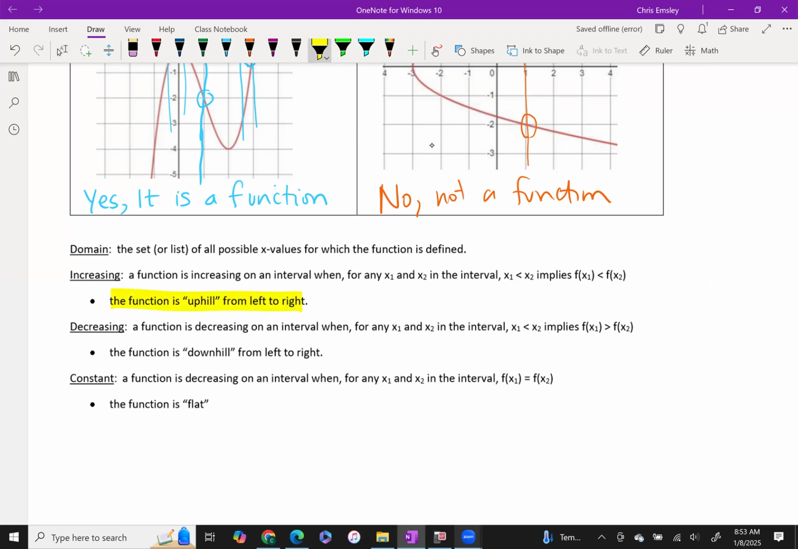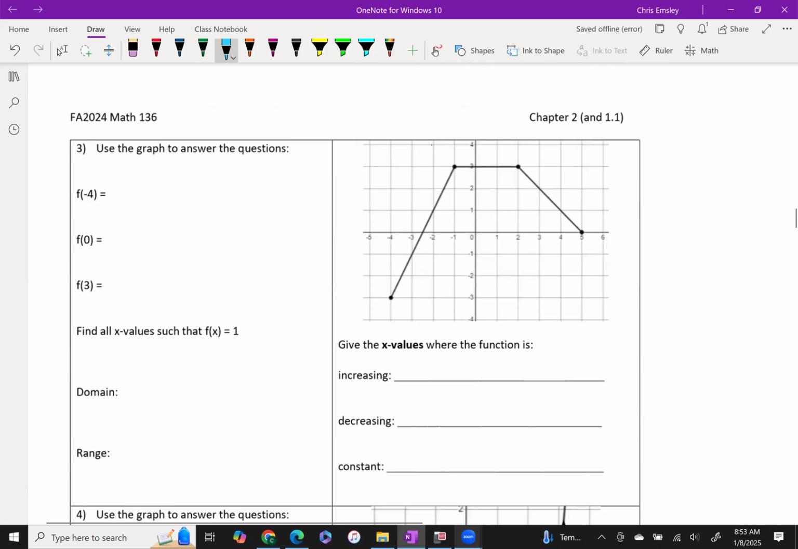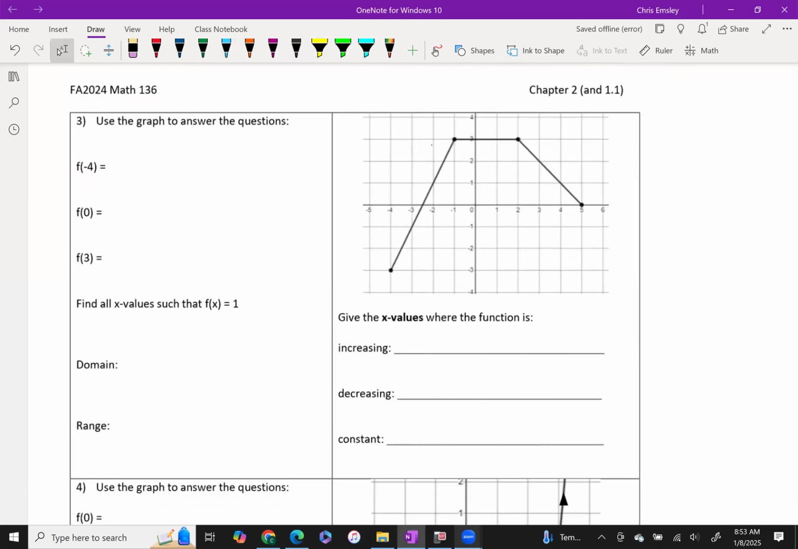Okay, increasing means it's going uphill from left to right. So uphill, increasing, means it will be going like this, uphill. Decreasing means it is going downhill from left to right, so this way. And constant means the function is flat, horizontal. Okay, so those are 3 different qualities that a function can take on, and we're going to use those for our next example. So for number 3, over here to the right, we are given a graph.